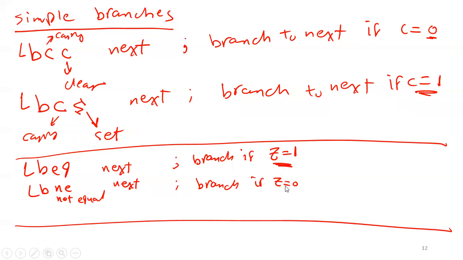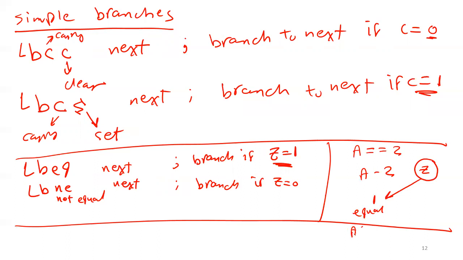Right, guys? Because as I told you before, if I want to compare whether A equals 2, I'm going to do subtraction first. After I do subtraction, I'm going to look at the zero flag. If the zero flag is 1, it means they are equal, right? It means A is equal to 2. If the zero flag is 0, that means the result is not 0, which means A does not equal 2. That is why branch if equal means branch if the zero flag is 1.